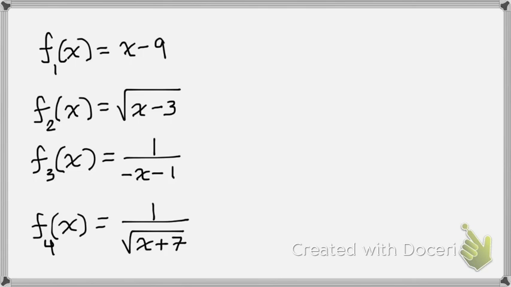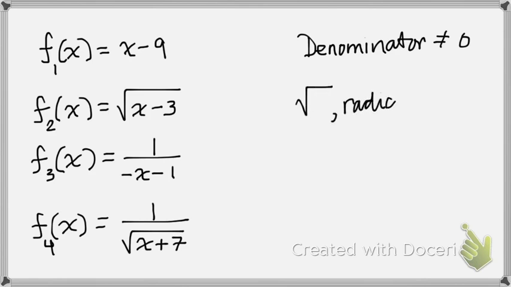That is a limitation on the denominator. The denominator cannot be equal to 0, and there's going to be a limitation on a square root, where the radicand of a square root has to be greater than or equal to 0. These are the only limitations that we're going to encounter. And then, as we'll see in my examples over here, we'll see a combination of those two limitations.